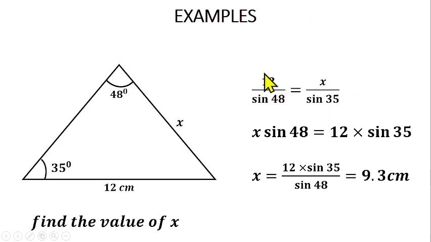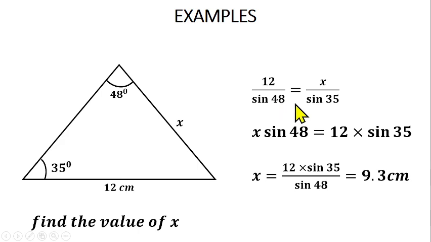If you want to change it, you can change it to be sine 48 over 12 equals sine 35 over x. You can do that, but that means the angle over the side equals the angle over the side. Sine of the angle over the side equals sine of the angle over the side. Any one you want to use, that one is correct. But you cannot use 12 over sine of this equals sine of this over x. No, you can't use it that way.